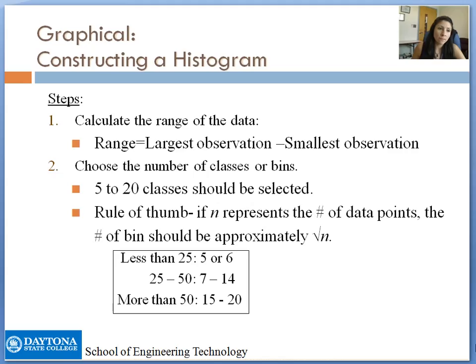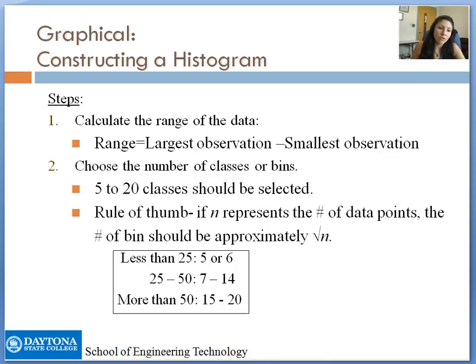How do we build a histogram? Step number 1: once you have the data, you have to calculate the range of the data. The way that we calculate the range is taking the largest observation and the smallest observation and subtracting them. Step number 2, you choose the number of classes or bins. It's usually a number between 5 and 20. The rule of thumb is that n represents the number of data points, and the number of bins should approximate the square root of n.